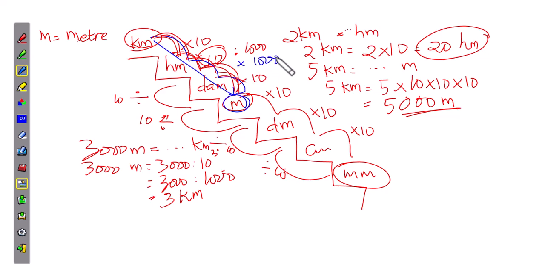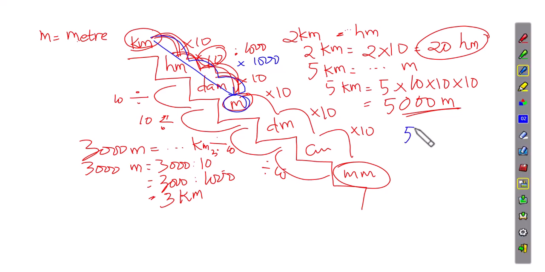Okay, so let's find another example. For example, we have 5,000 millimeter and they want us to change it into decameter.